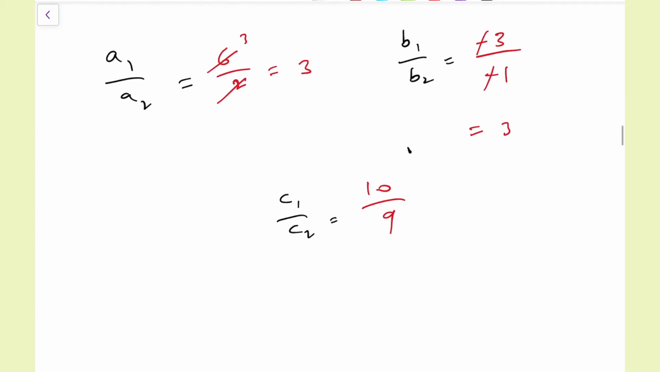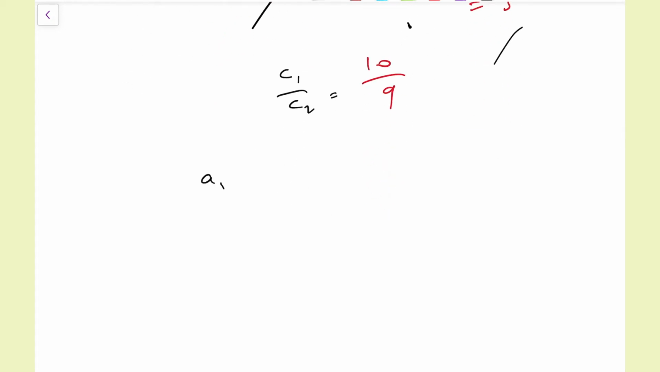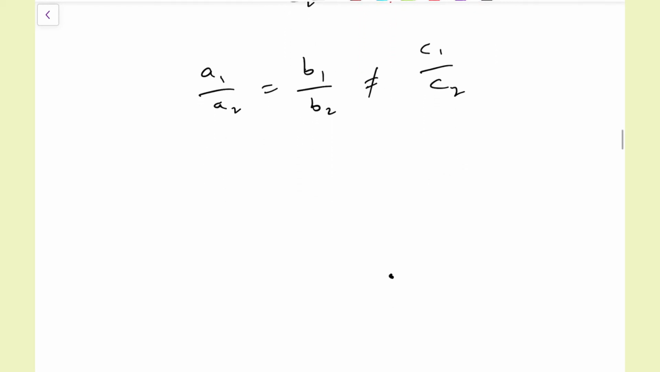From this we can clearly say A1 by A2 and B1 by B2 both are the same. A1 by A2 equals B1 by B2, but C1 by C2 is different, right? So not equals C1 by C2. If A1 by A2 equals B1 by B2 not equals C1 by C2, then those lines are parallel lines.